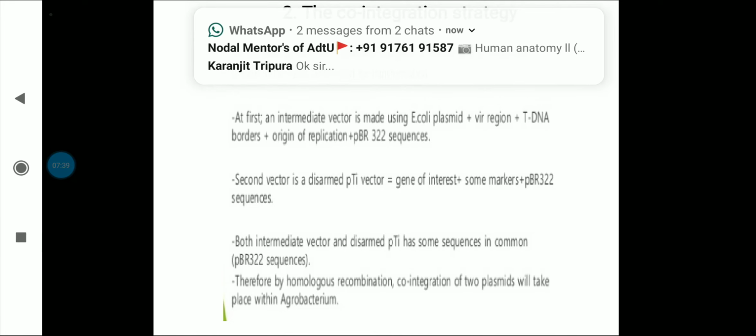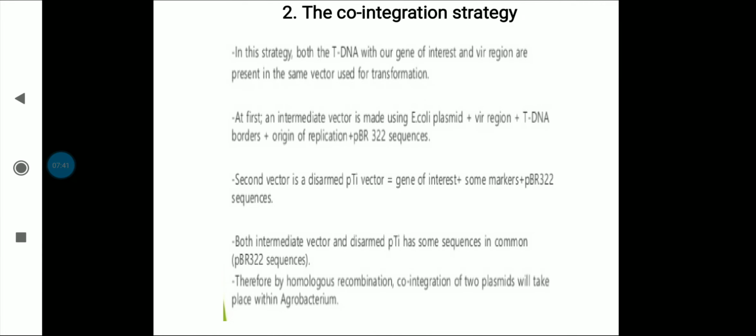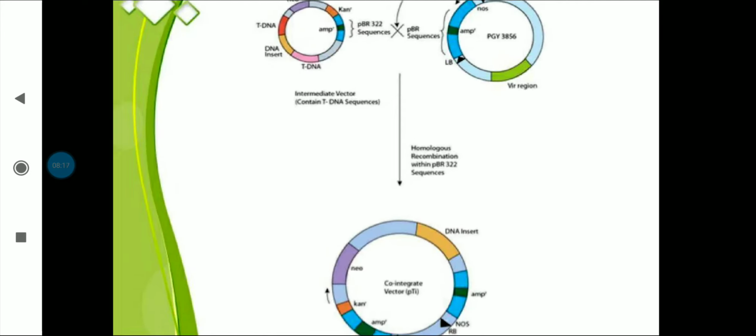So in this type of strategy, all types of genes are present in a single plasmid, and that is known as a co-integration plasmid. This co-integration vector is produced by recombination between two intermediate vectors. One contains the E. coli plasmid region, tDNA borders, origin of replication, and pBR322 sequences. The second vector contains the gene of interest, some markers, and pBR322 sequence. So this is a diagram.